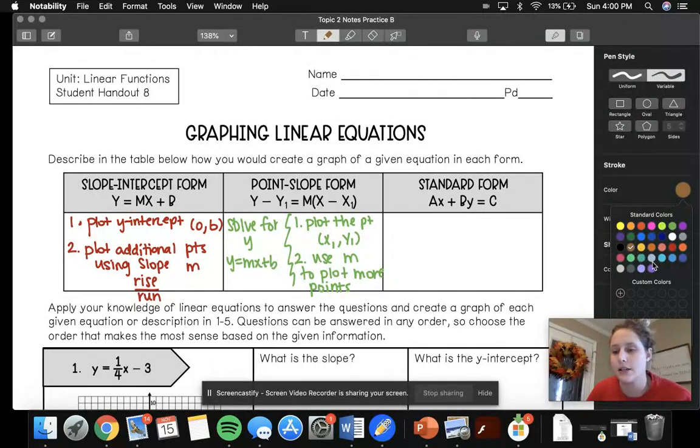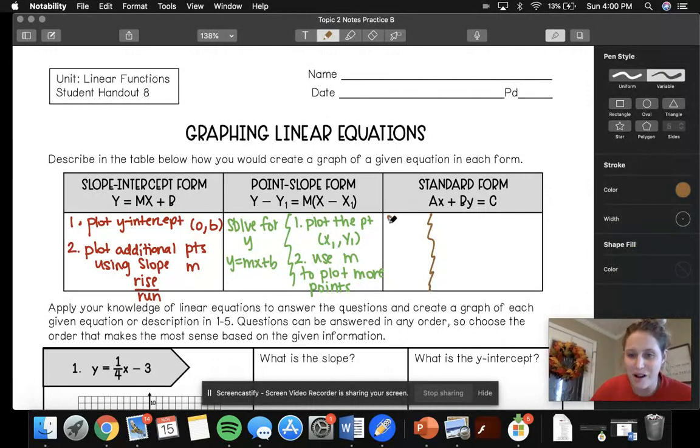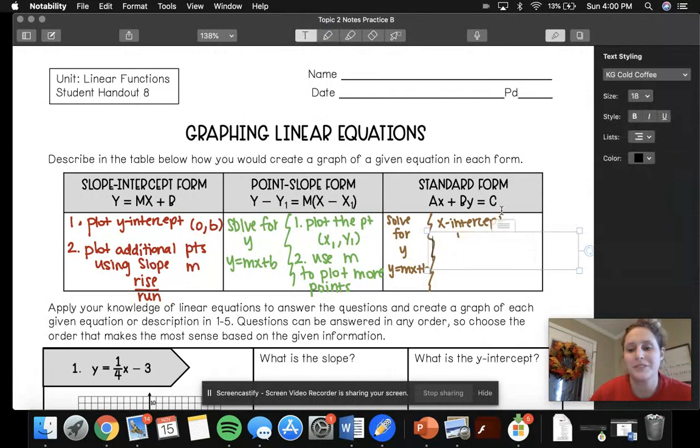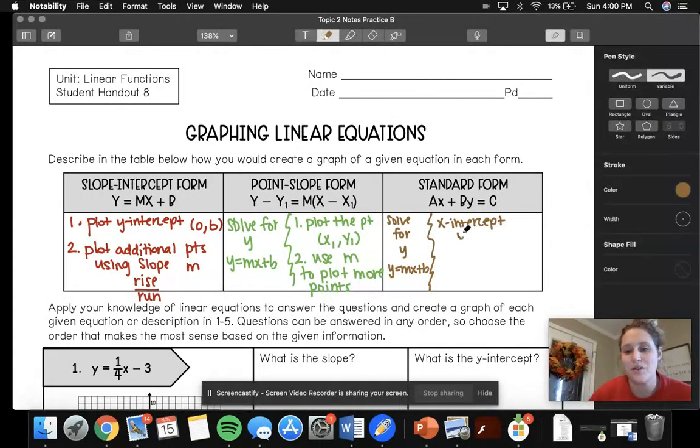And then the last one is standard form, which was the newest one. You could solve for y if you would like, because then it would be in slope-intercept form, and you could graph it just like in slope-intercept form. But a way you could do it would be by calculating your x-intercept and your y-intercept. An x-intercept is when y equals 0. So you would plug in 0 for your y value, this would create a 0, and you would take c divided by a, and you would get your x-intercept, and then you could plot that.